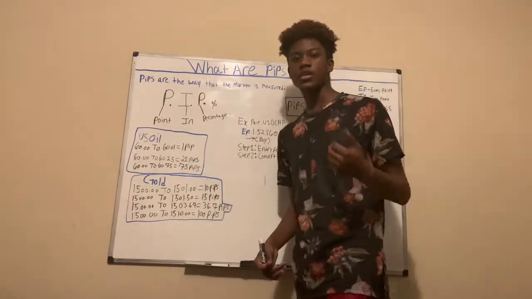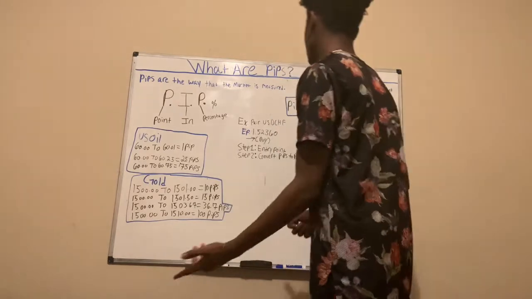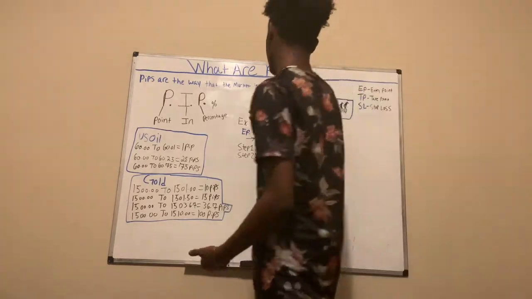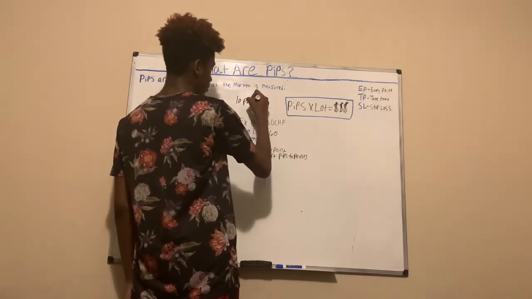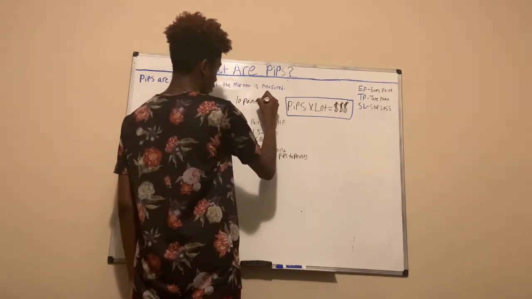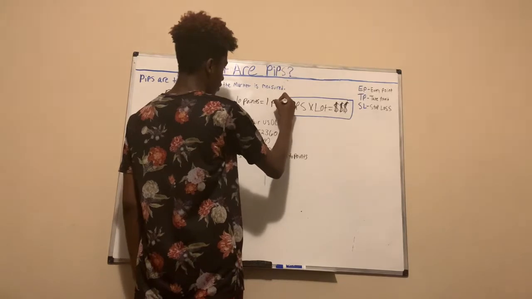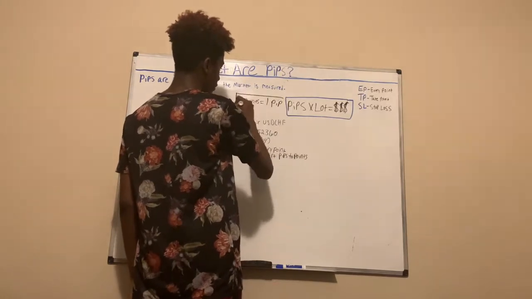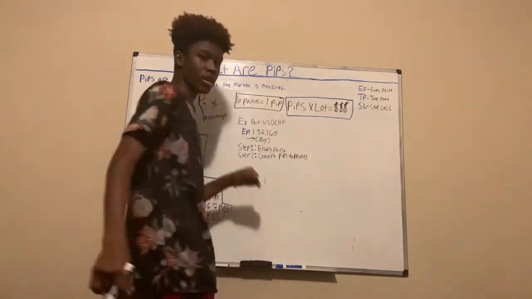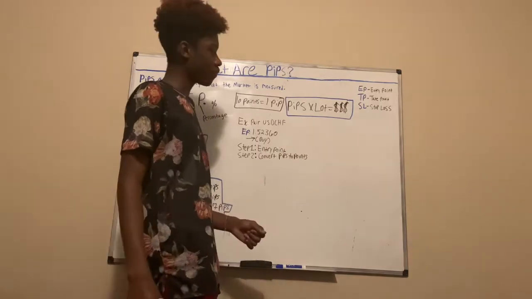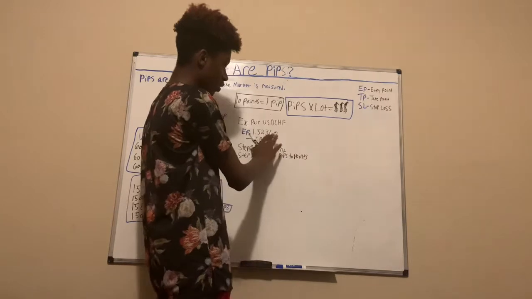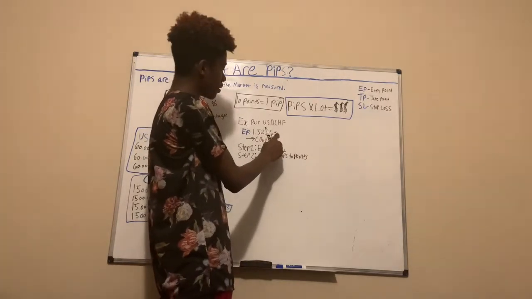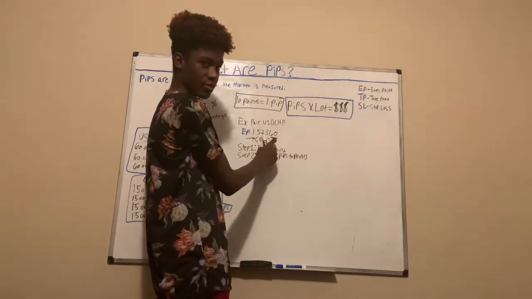With common FX pairs, every 10 points equals a pip. So let me write this up here for y'all. 10 points equals 1 pip. This is what common FX pairs use, by the way. So every 10 points equals a pip. This right here alone will be considered 6 pips.